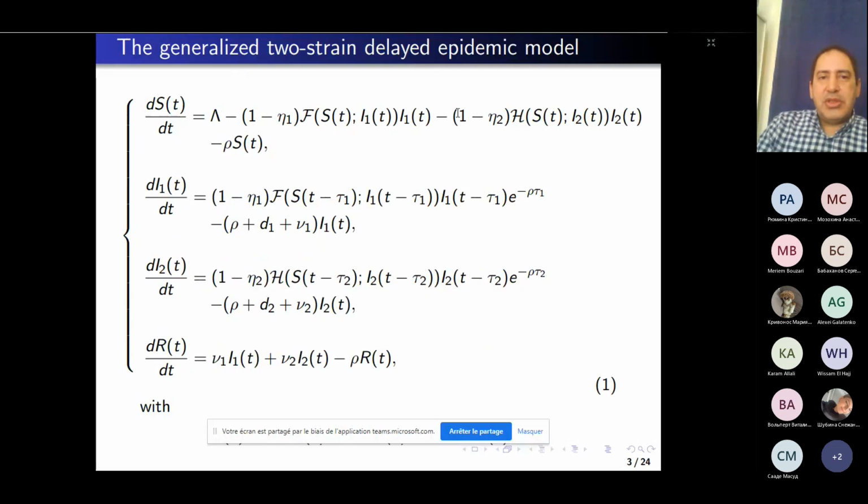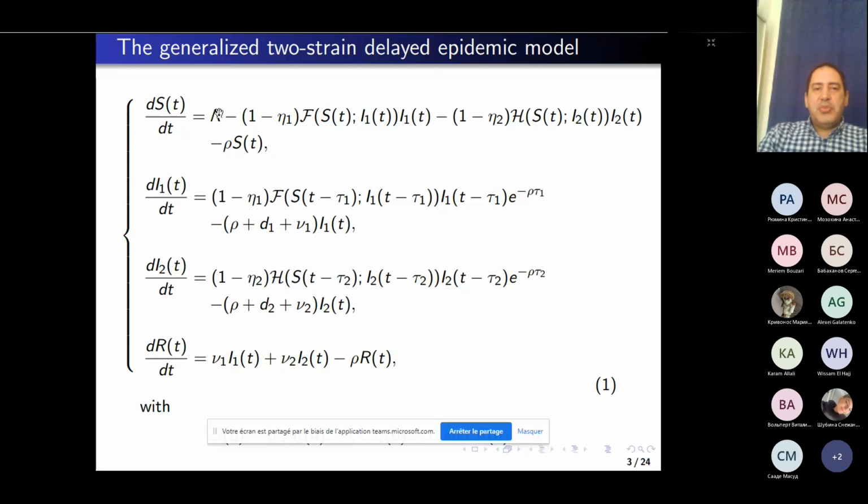Here is the model that I chose to describe the generalized two-strain epidemic model, under the following form. Here we have the time derivative of susceptibles, the time derivative of the first strain infected individuals, the second strain infected individuals, and the last one is the time derivative of the recovered individuals.